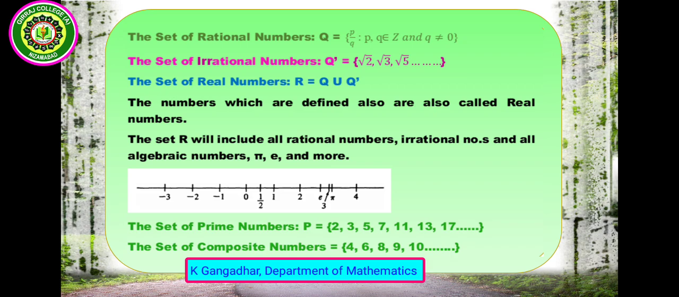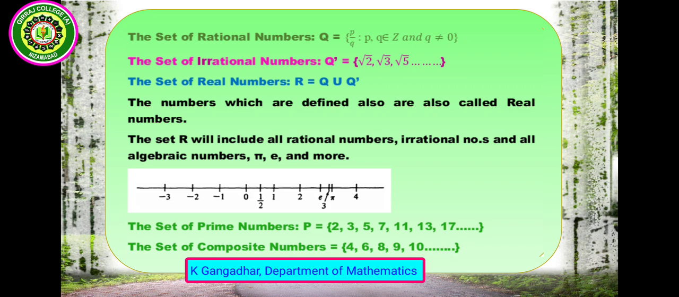We know one more number system, that is the complex number. A complex number is of the form a plus ib, where a comma b belongs to R, and i square equal to -1. In a plus ib, a comma b are real numbers, and a is called the real part, b is called the imaginary part. Imaginary part means that value is not defined. So a plus ib number is called a complex number.